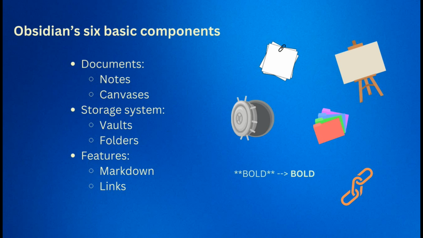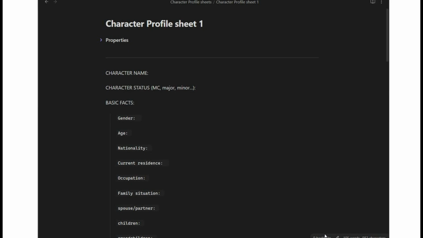Let me briefly explain each of these 6 components in order to give you an overview of what Obsidian is and how it works. First, Obsidian's documents. The 2 basic document types used in Obsidian are notes and canvases. This is an example of a note in Obsidian. The note is the most fundamental component of Obsidian and is the heart of any Obsidian project. All of Obsidian's other components and features are there to serve its notes.